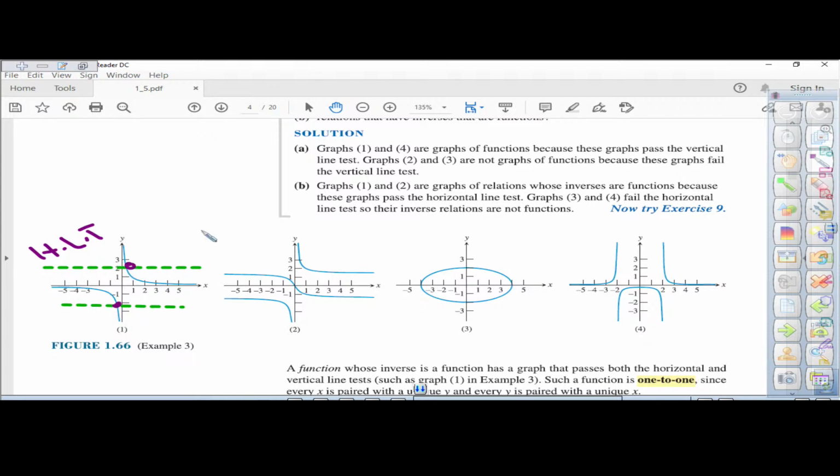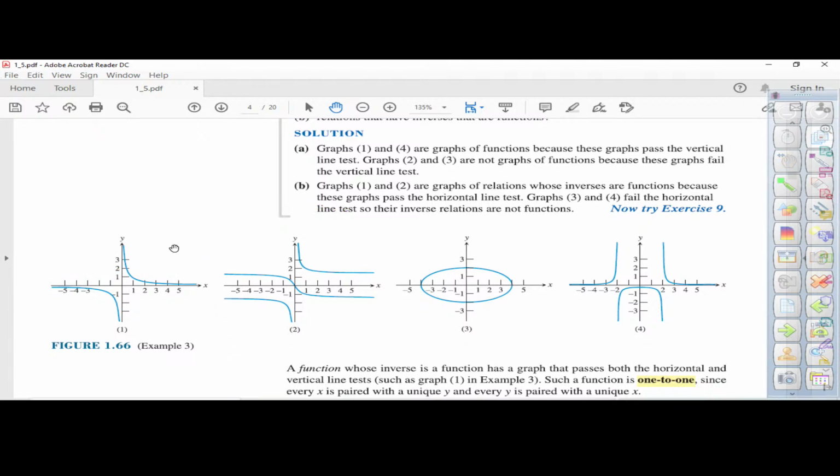So I'm expecting to see an inverse as a function. So the inverse of this will be a function. It's going to be a function. It's not going to be a relation. It's going to be a function. Okay, so as I said, more on this to come.